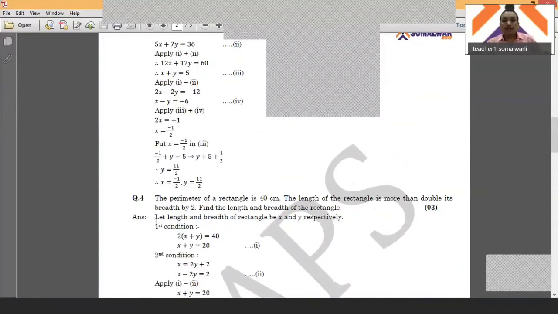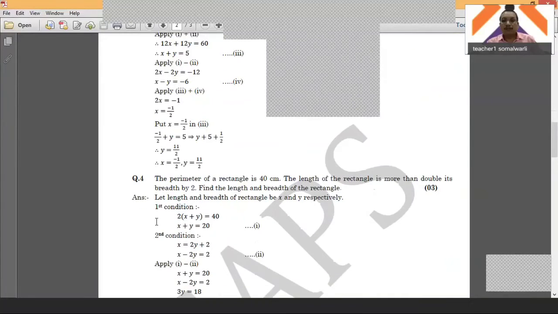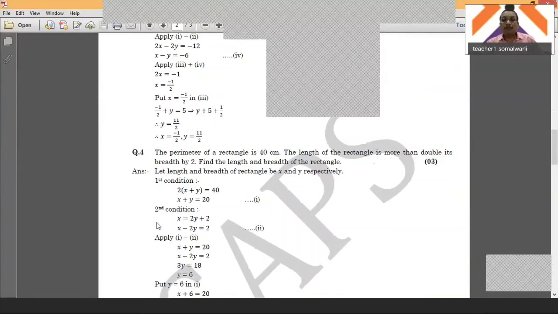Now question number 4. The perimeter of a rectangle. It is a word problem, so you have to read the problem very carefully. The perimeter of a rectangle is 40 centimeter. The length of the rectangle is more than double its breadth by 2 centimeter. It should be centimeter naturally. Find the length and breadth of the rectangle. As you have to find the values of length and breadth, take them as x and y. So let us take length is equal to x and breadth is equal to y.